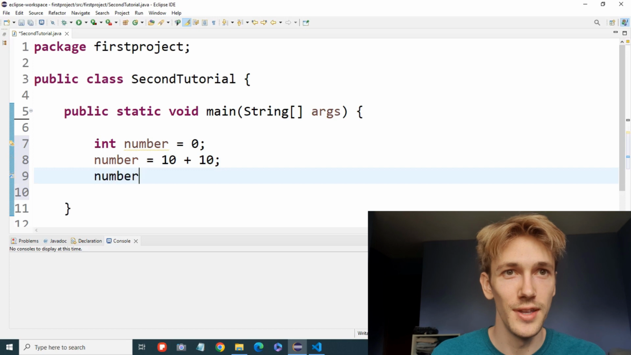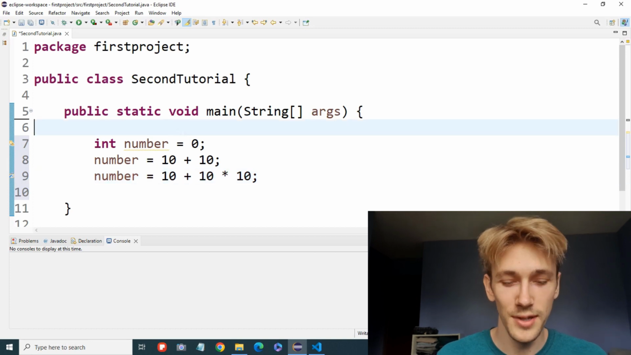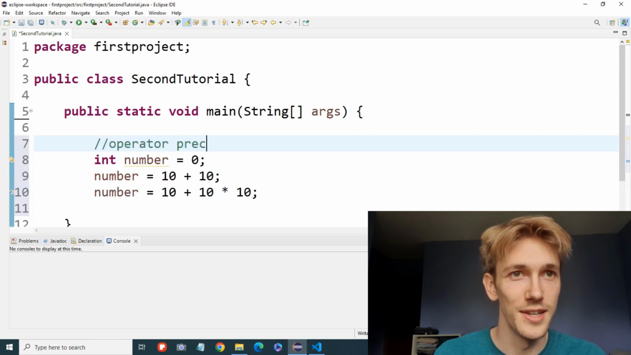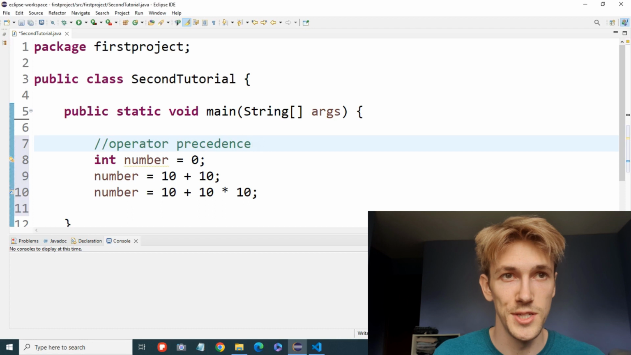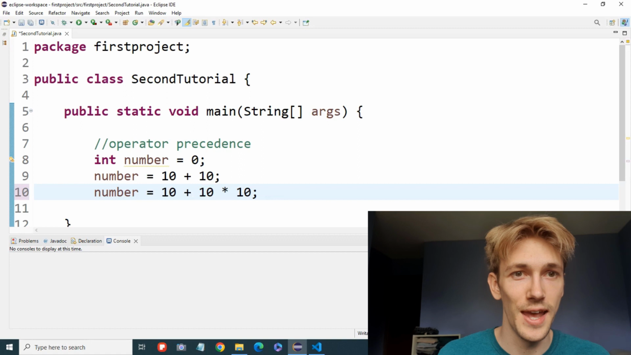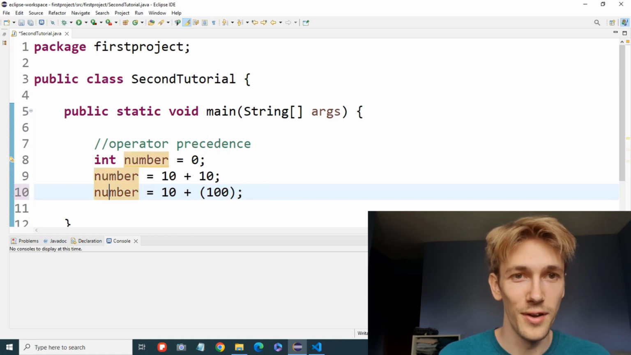Now let's go number equals 10 plus 10 times 10. In coding, similar rules apply as in math. So when this gets executed, it'll execute using the order of operations. And the word for that we use in coding, instead of order of operations, is operator precedence. So that's just the coding word for the order of operations. So number equals 10 plus 10 times 10 would just be executed with parentheses around the 10 times 10, which would evaluate to 100. So then the final value in number would be 110.